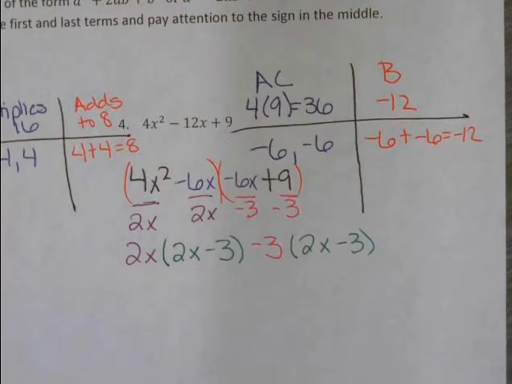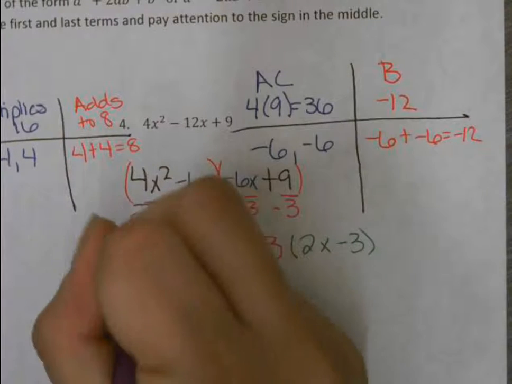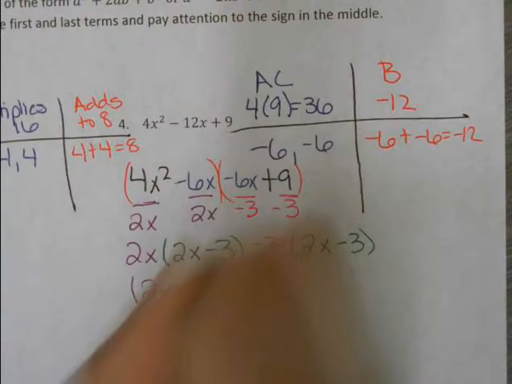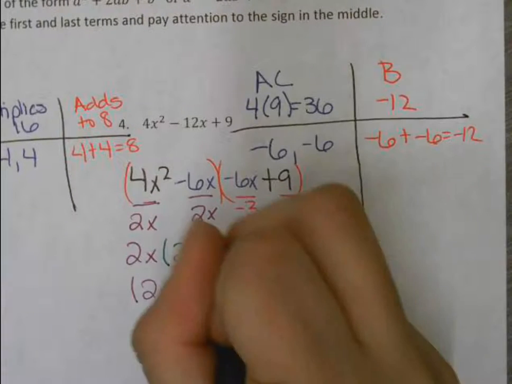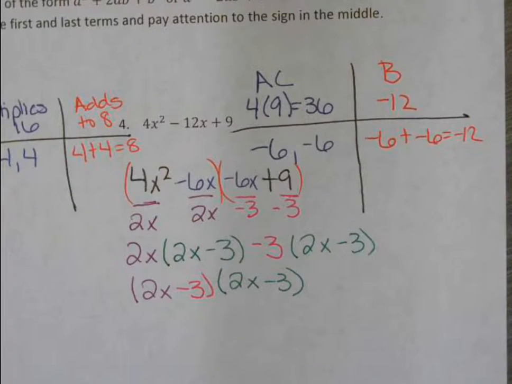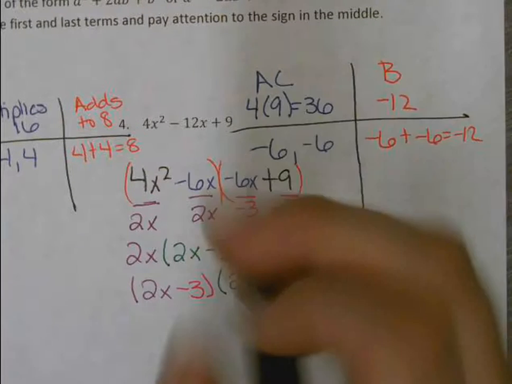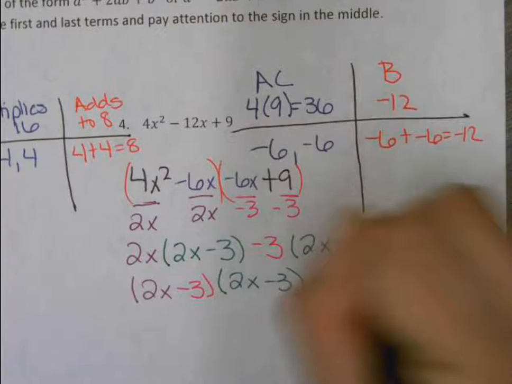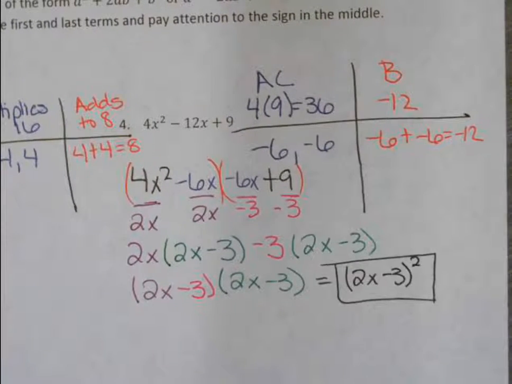Okay. Am I done? What do I do next? So I combine the ones that are outside. I have 2x minus 3 in my first set, and 2x minus 3 in my second set. Yes, I can, because it's 2 of the same. Questions here on number 4?